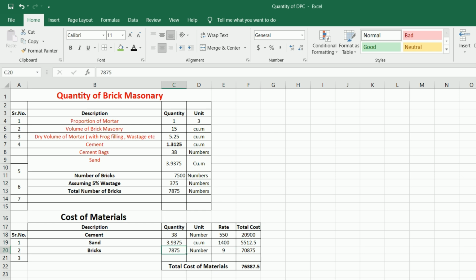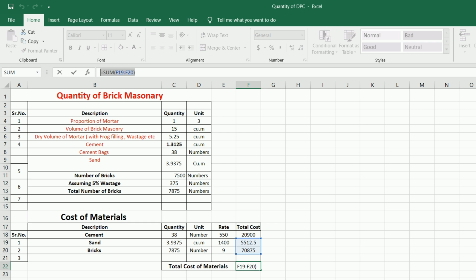Now bricks. The total numbers of bricks required are 7,875 numbers. The per brick rate is 9 rupees. So the total cost of bricks is 70,875 rupees. The total cost of these materials is 76,387 rupees, and you will get this value from the formula equal sum into F19 into F20.